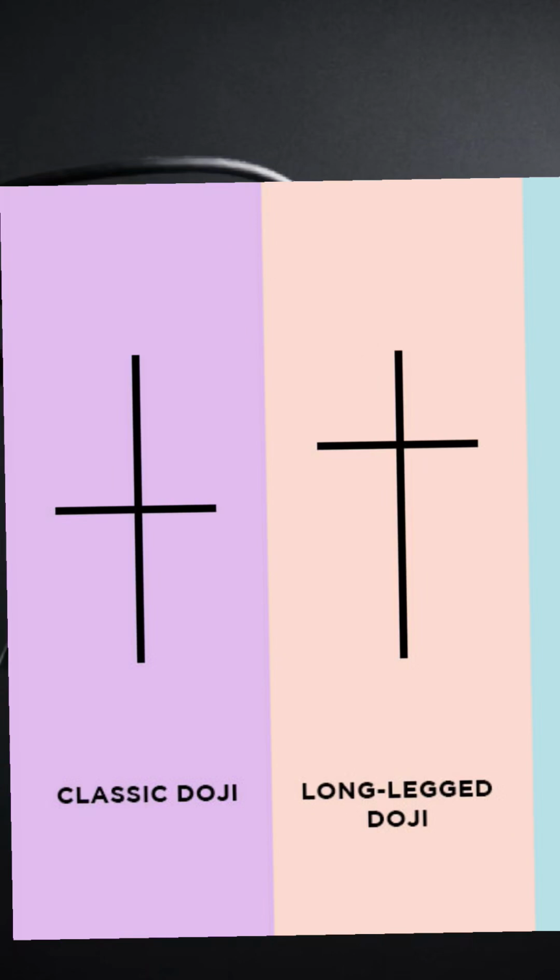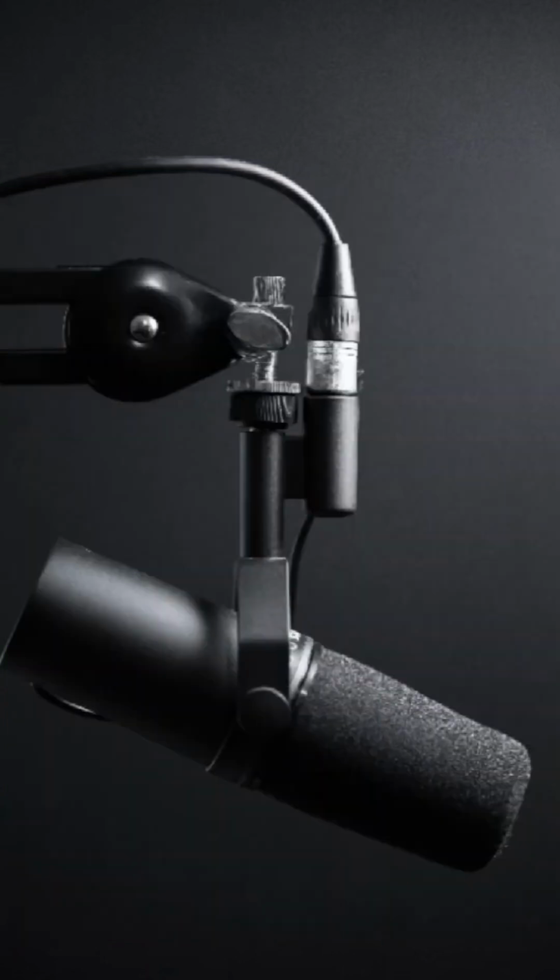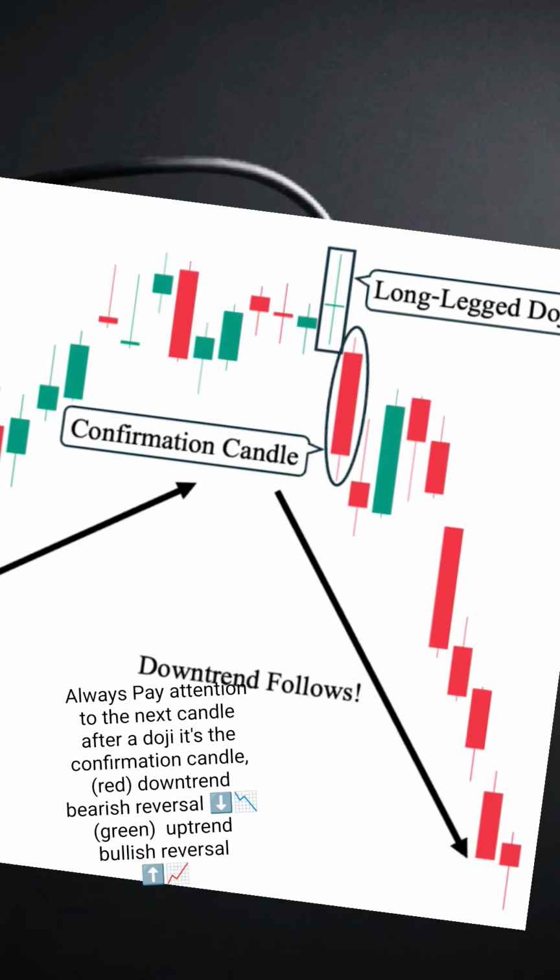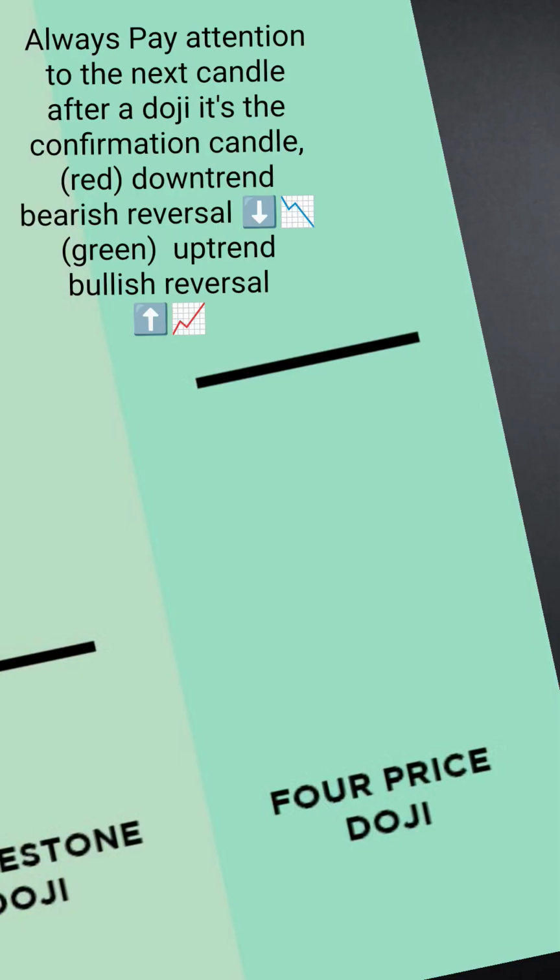Now, the long-legged doji has long wicks on both sides and a tiny body in the middle. That's major indecision and usually leads to volatility. Price was all over the place, up, down, back again, and still closed flat. The rarest of them all is the 4-price doji. It's just a dash.